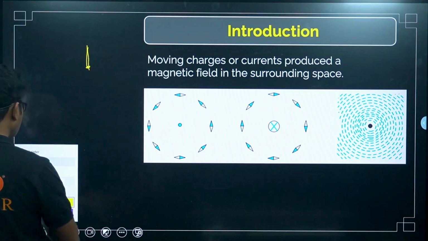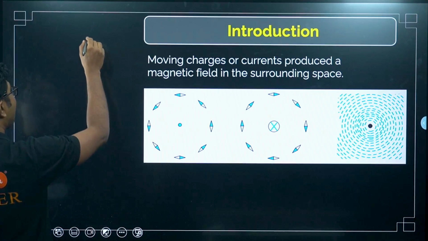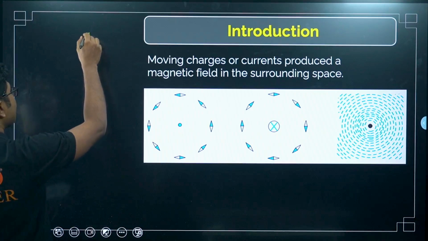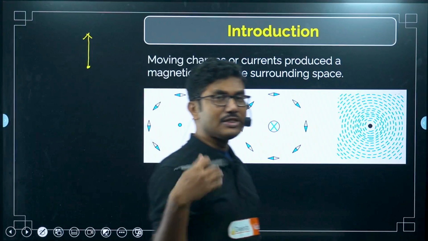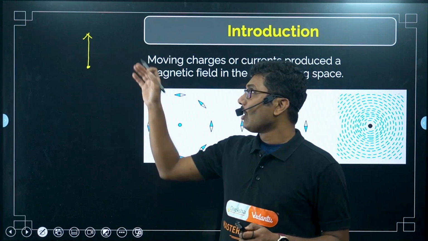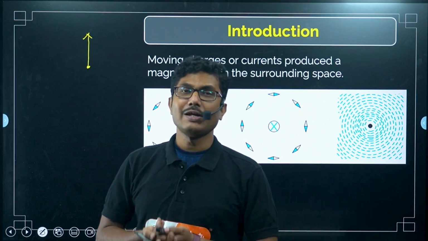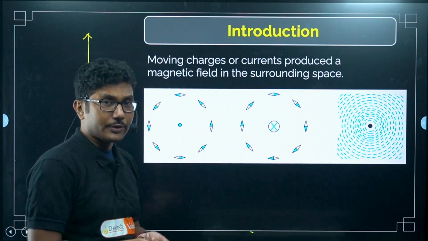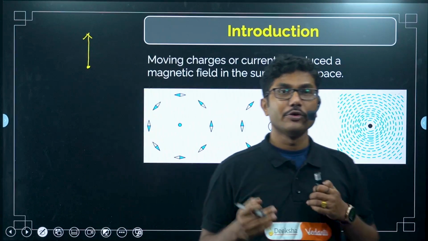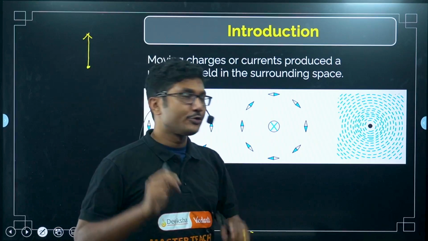not only will the electric field be there, but based on the position of the charge it will instantaneously change. It will no longer be constant, but it will change. But when it is moving, not only the electric field, a magnetic field is also produced. Moving charges produce a magnetic field.